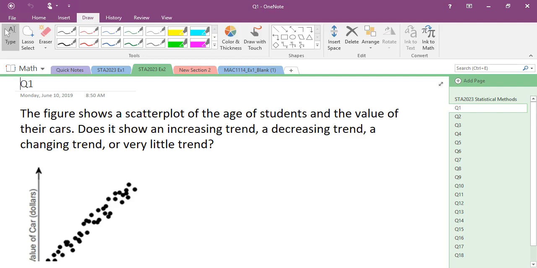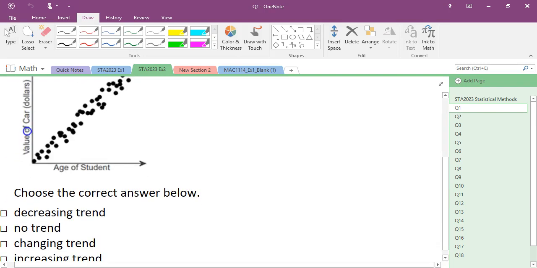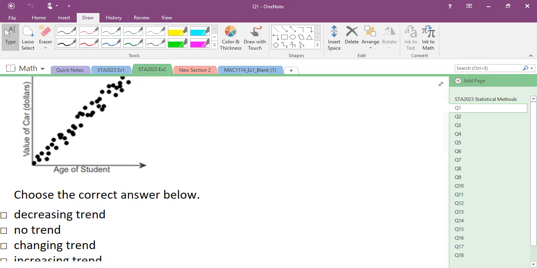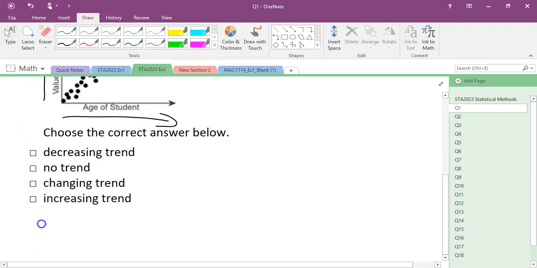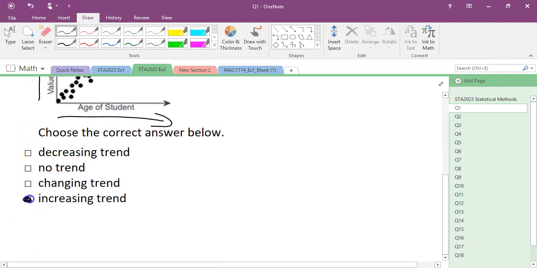So looking at this, here's our scatter plot. What do you think? Definitely increasing, because as the age of students goes from left to right and the value of the car moves from down to up, everybody's going in an increasing direction. So definitely increasing, which will be your bottom box. Perfect.